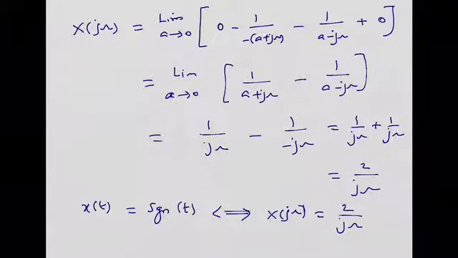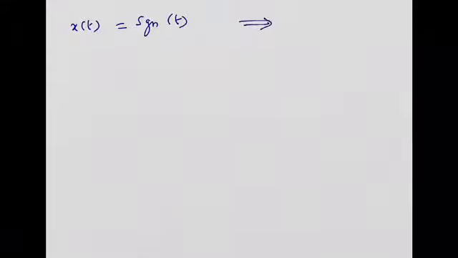You have to apply the absolute modulus to take the magnitude of it, and you have to find out the phase component of it. So if x of t is signum of t, then the corresponding Fourier transform representation of signum of t is 2 divided by j omega.